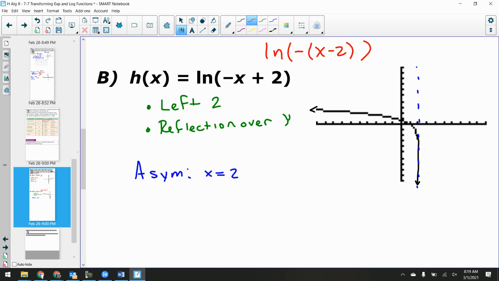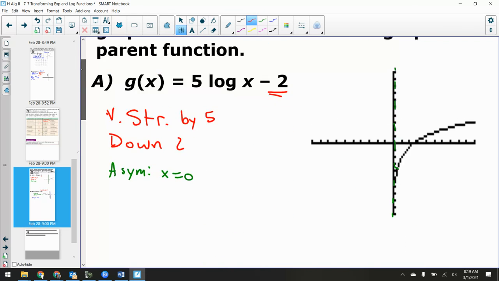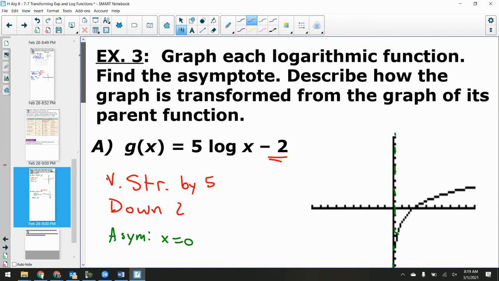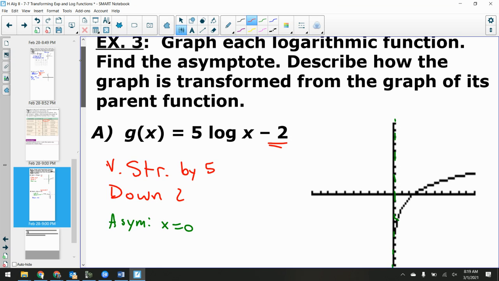That would have gotten us to the same location. Okay? Still ending up with the same asymptote. Did I do everything it asked me to do? Describe the graph, the transformation, find the asymptote.